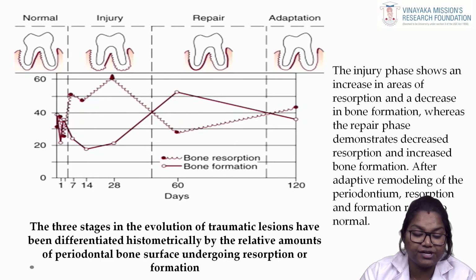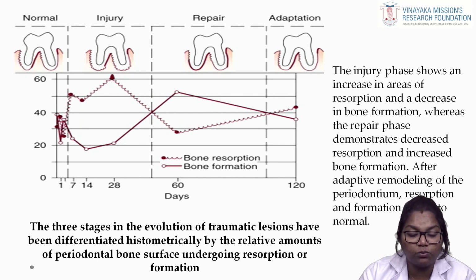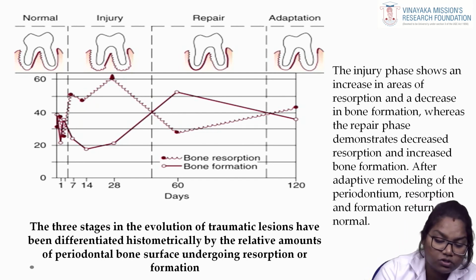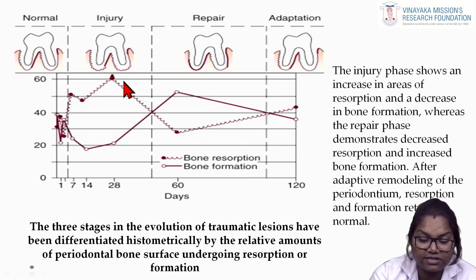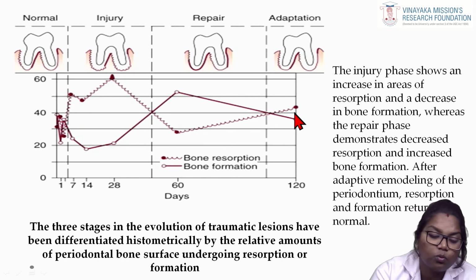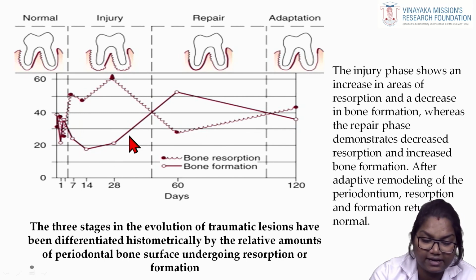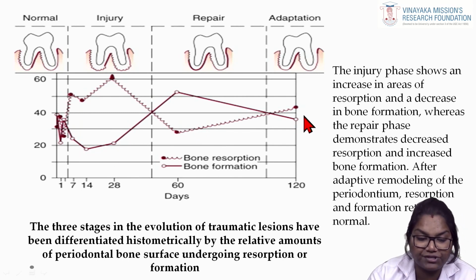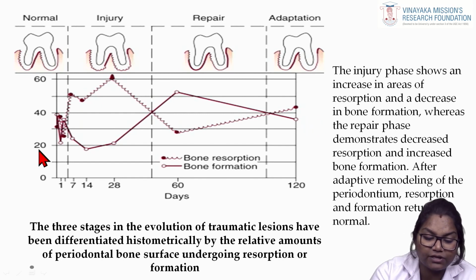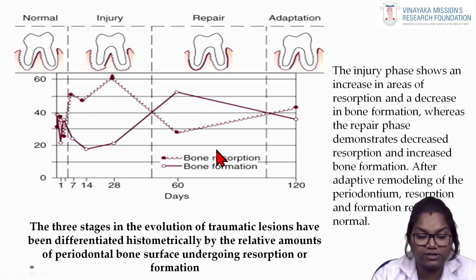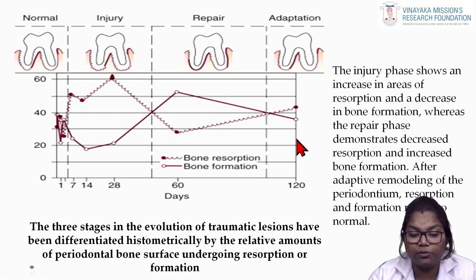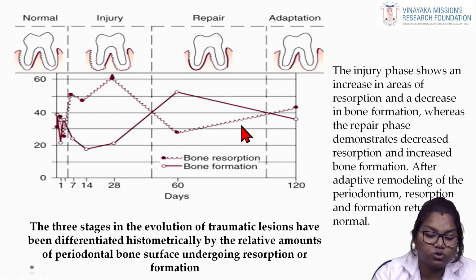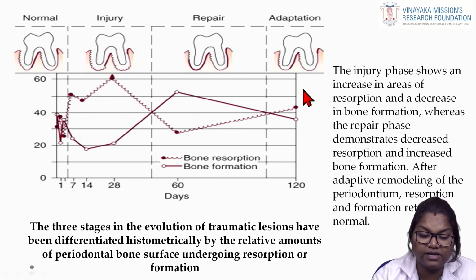Next is your diagram, where we can see the stages in the evolution of the traumatic lesions that have been differentiated histometrically by relative amounts of periodontal bone surface undergoing resorption and formation. What we can see in the spiral structure is your bone resorption. What we can see in a straight line is your bone formation. So we have the magnitudes. Here we have first your injury stage, next your repair stage, and then your remodeling or adaptive stage. So these 3 stages are also depicted.